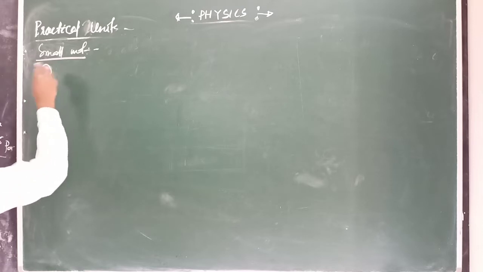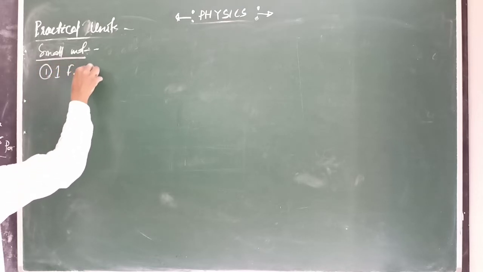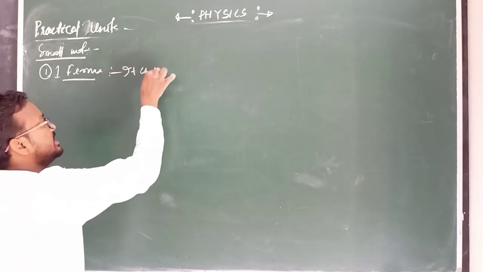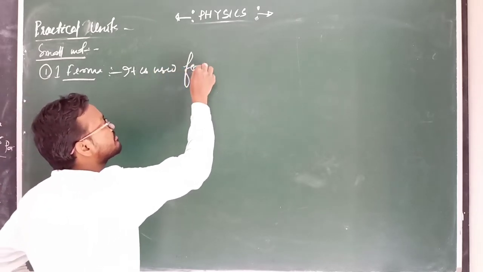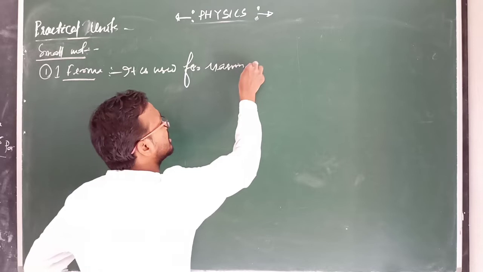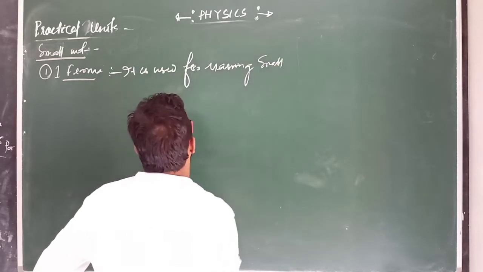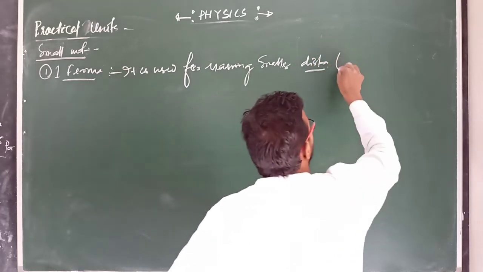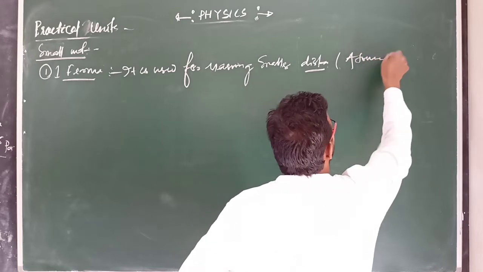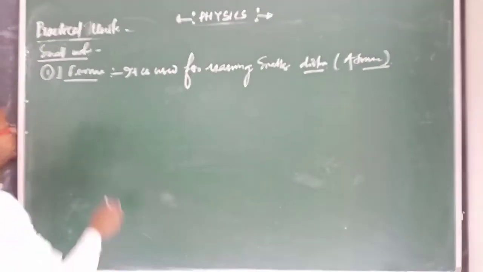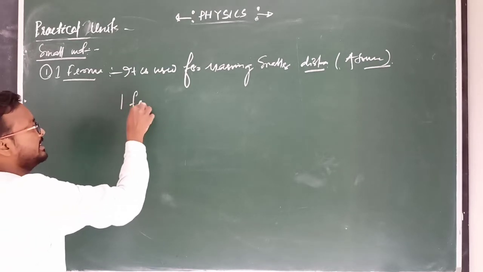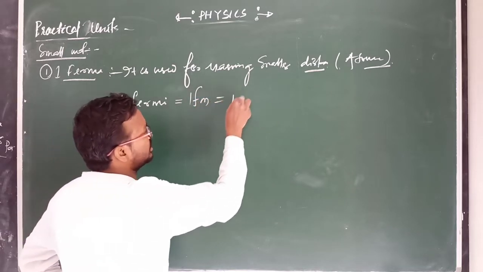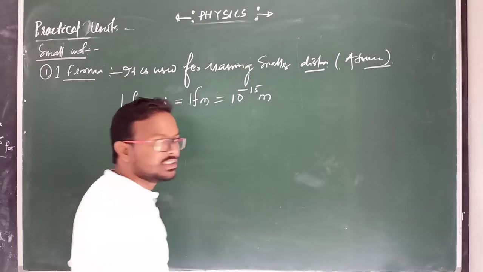First we have to discuss 1 Fermi. It is used for measuring smaller distances, and this Fermi you can use for measurement of atoms. You have to remember its value: 1 Fermi, or 1 fm, is equal to 10 to the power minus 15 meter. Clear?